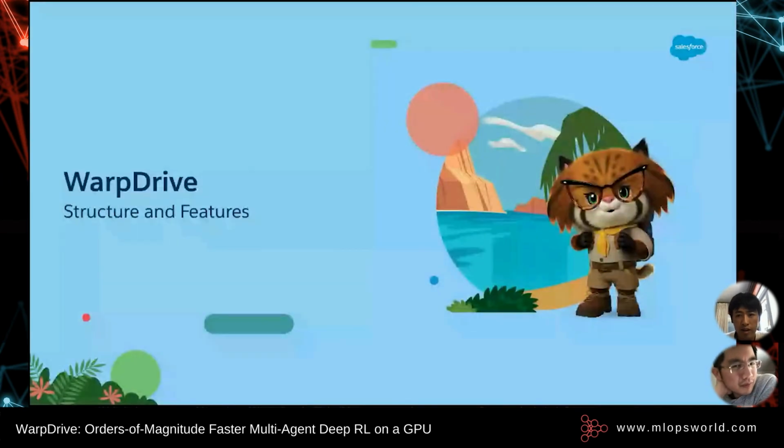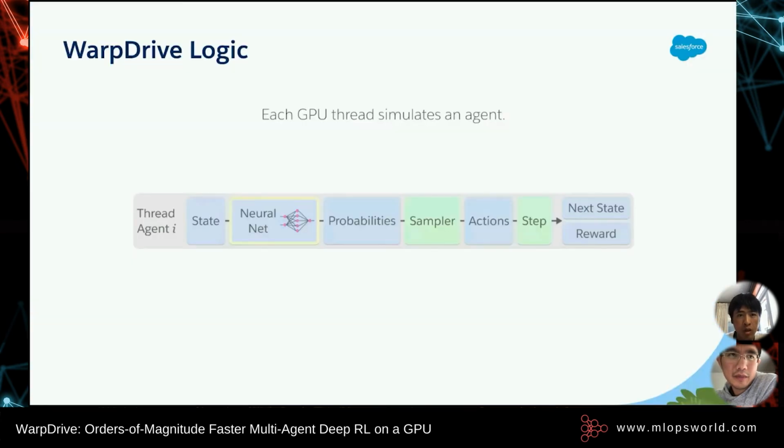Okay, so let me uncover some of the mystery of WarpDrive and how it works. The logic of WarpDrive is that each GPU thread simulates one single agent. In this context, the agent means one single actor in one single training instance.